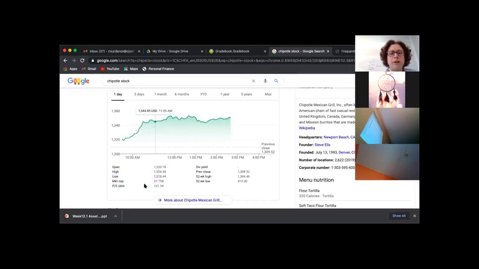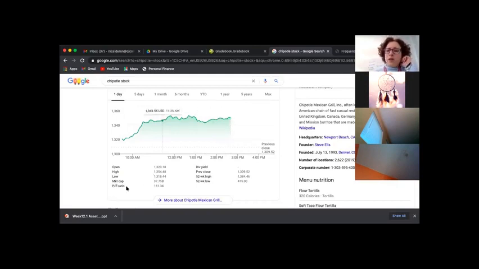The market cap is $37 billion. The market cap is the price of the share times how many shares are outstanding, how many shares the company has issued, right? So if you multiply this price, 1,350, times all the shares that the company has outstanding, that's the market cap.